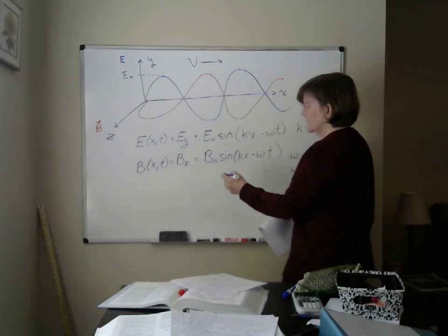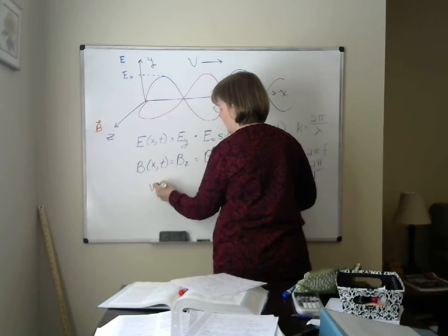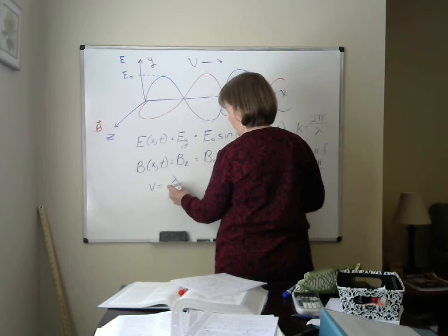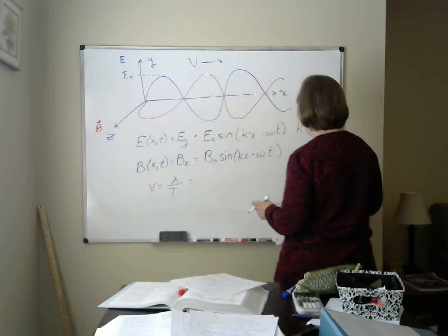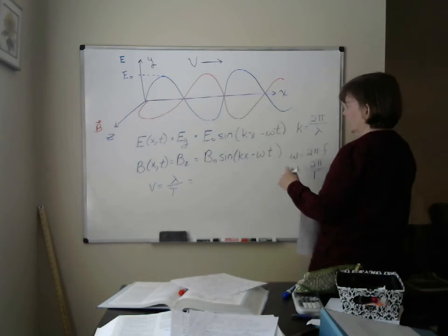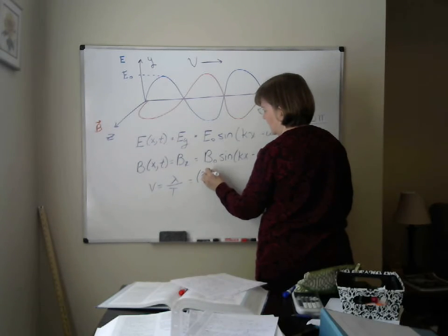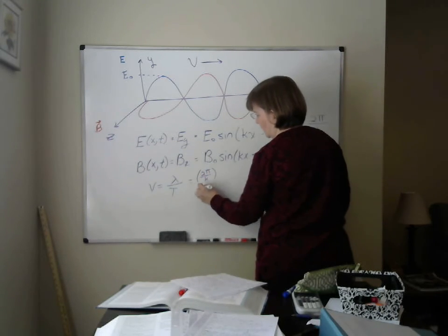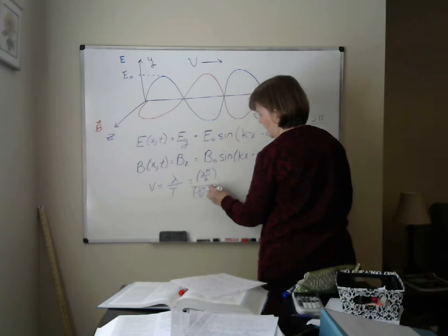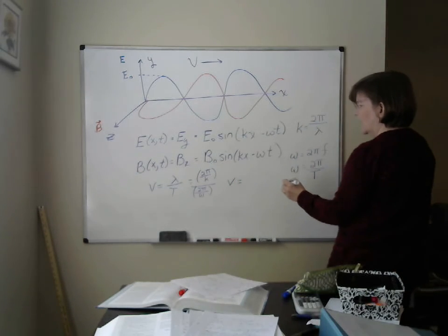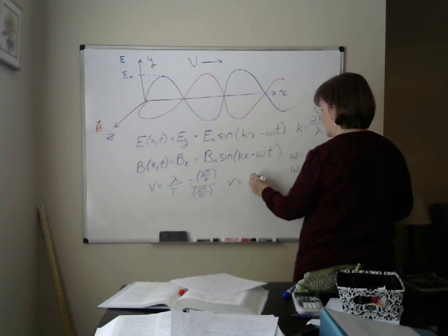If we look at this, we know that the velocity of a wave would be equal to the wavelength divided by the period. The wavelength would be 2 pi over k. The period would be 2 pi over omega. If I use the rules I learned from middle school about dividing by fractions, I see that this works out to be omega over k.